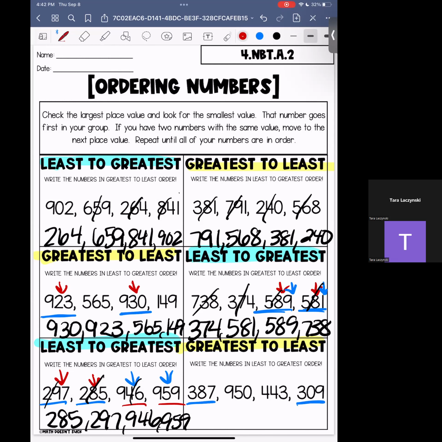Last page, greatest to least, we have a 300, 900, 400, and 300. We need to take a closer look at the 300 values. This one again, greatest to least, starting at the largest number is 950, 443, 387, and 309.